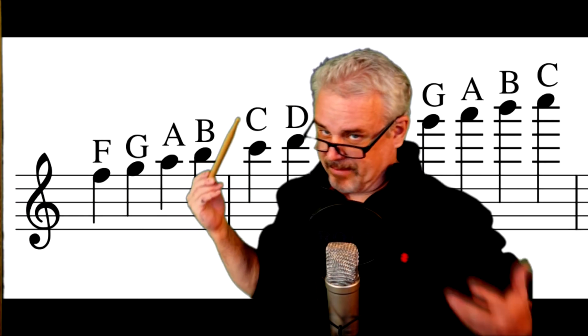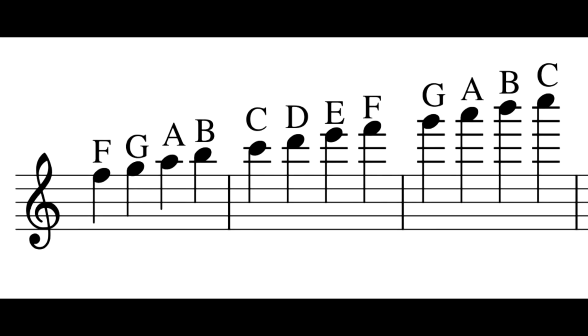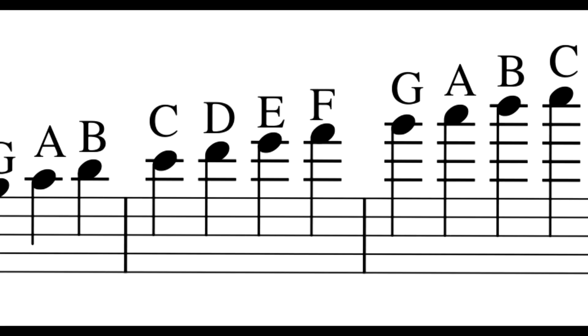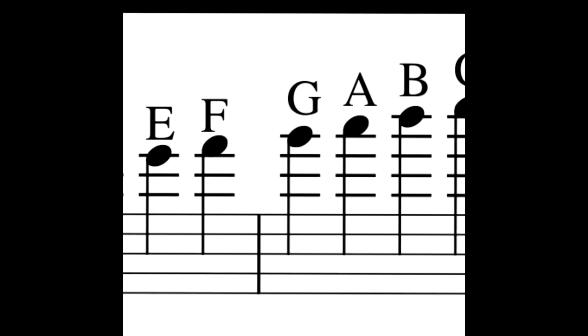So to figure out ledger lines, if you have a difficult one, like one that's way above the staff, top line of the staff, F. A, B, C, D, E, F, G, A, B. So that line right there would be B.